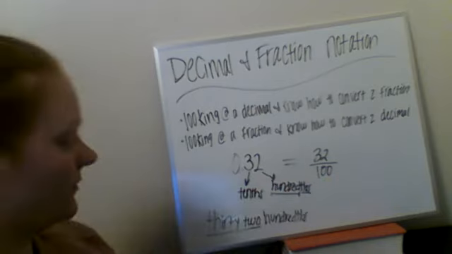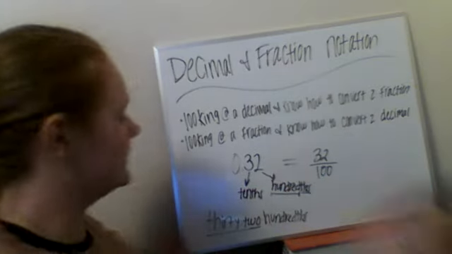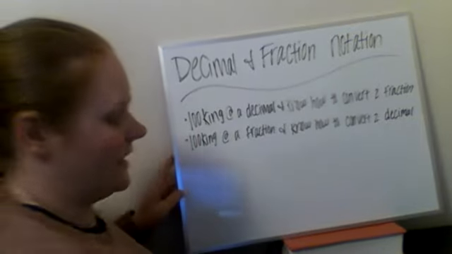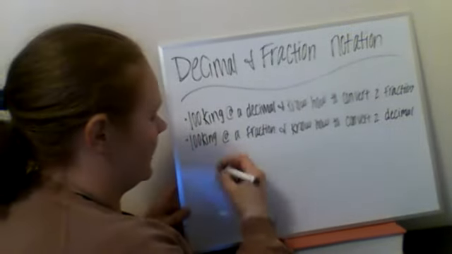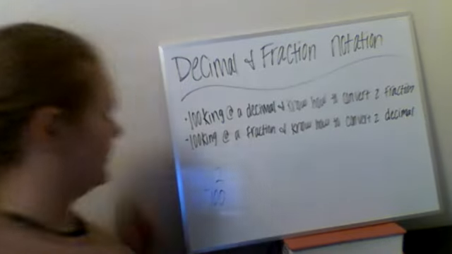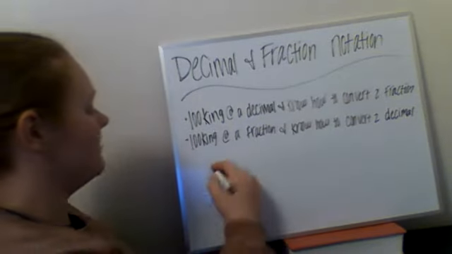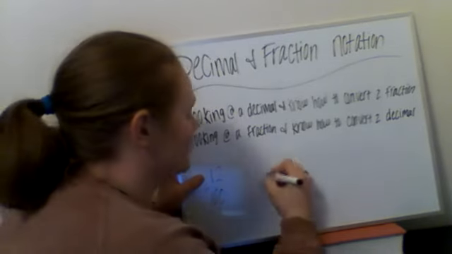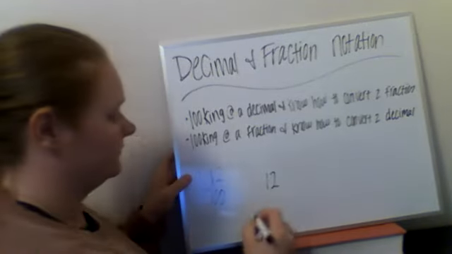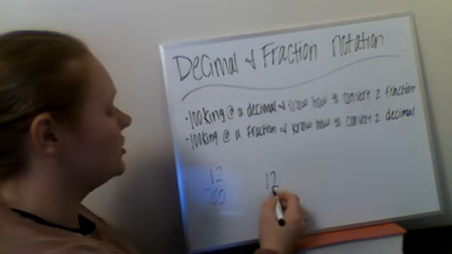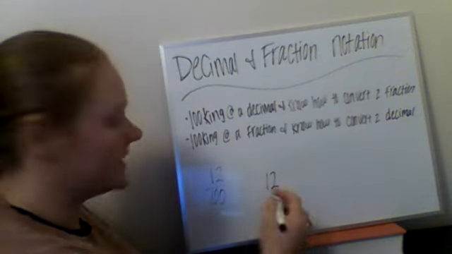hundredths place value. Okay, so if I do the opposite of that, so if I was to give you a fraction, say I gave you the fraction 12 over 100. My main number right now is 12 because it's in the numerator, so I'm going to just put 12 right here, and my hundredths tells me my 2 is going to be in my hundredths place value.